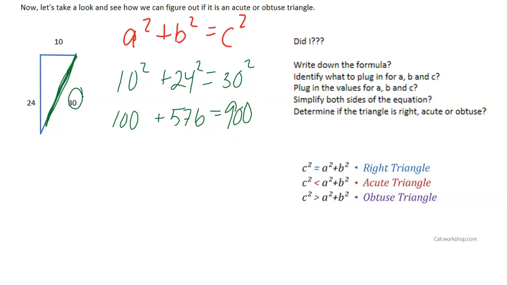So you may already be able to figure this one out, but let's just continue. 100 plus 576 is 676, and 676 is less than 900.